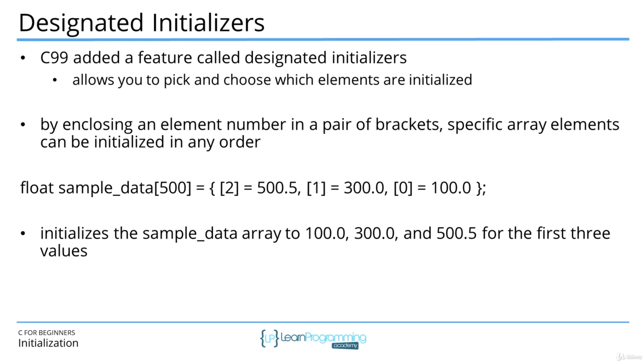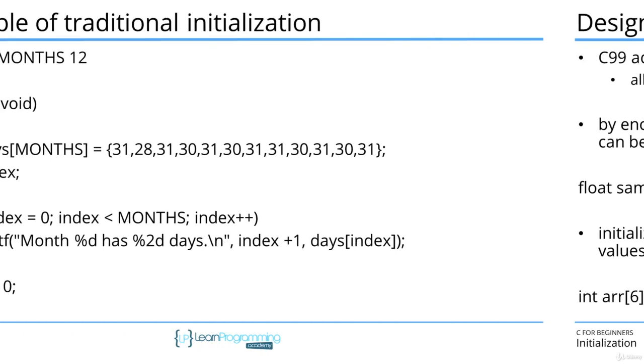But you're still going to have element 0, or the first element, equal to 100, the second element equal to 300, and the third element equal to 500.5. But we're specifying what index to initialize right in the curly brackets. Another example here, we have an int array called arr. It's of size 6, and when we declare it, we're initializing the 5th element, which is the last element, to 212. All the other elements are going to be 0.